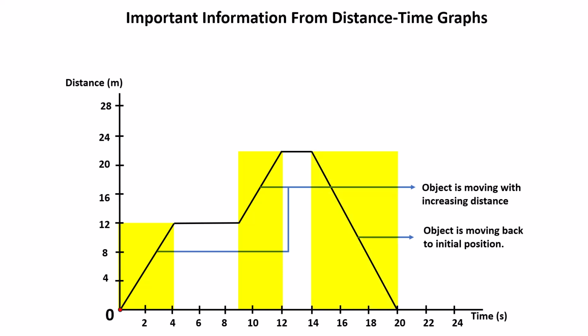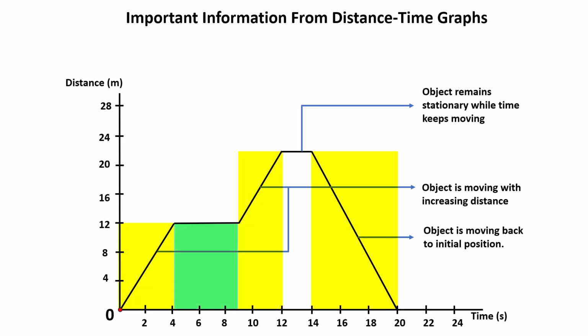On the other hand, horizontal lines represent stationary periods where the object remains at a constant distance while time continues to pass. This means the object is at rest during these intervals. In the graph, the object stops moving between 4 seconds and 9 seconds, and again briefly between 12 seconds and 14 seconds, maintaining the same position before resuming motion.